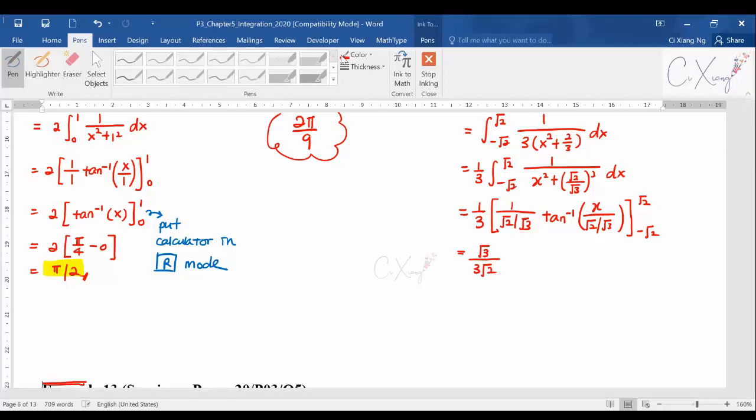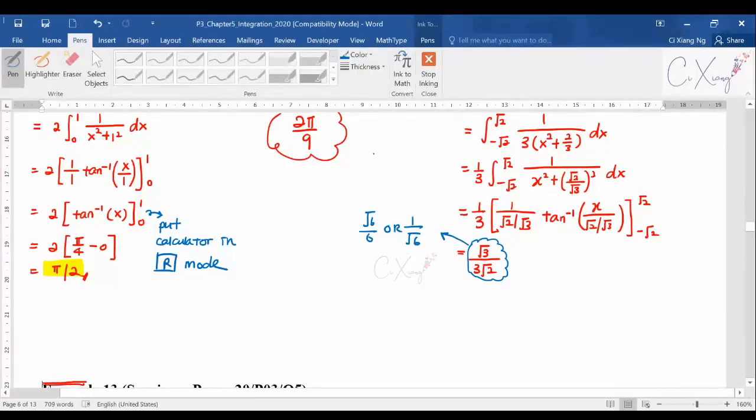Okay, and this one, if you try to press calculator, you'll get 1 over square root 6 actually. If you don't believe, you can try and see how you can get the 1 over square root 6. Or you can have square root 6 over 6 also. I just want to let you know that you try to figure out how to get 1 over square root 6 and how to get square root 6 over 6. If let's say you don't have ES calculator, you only have MS calculator, how are you going to find out these two? Alright, I will just keep this part for you.